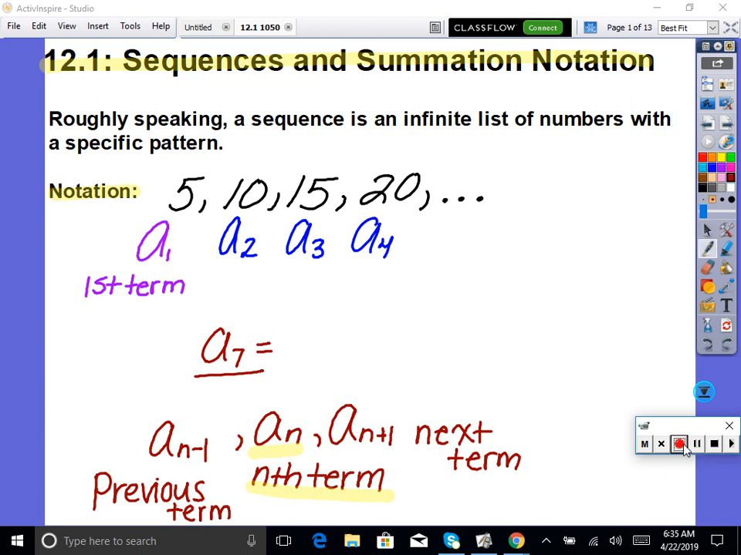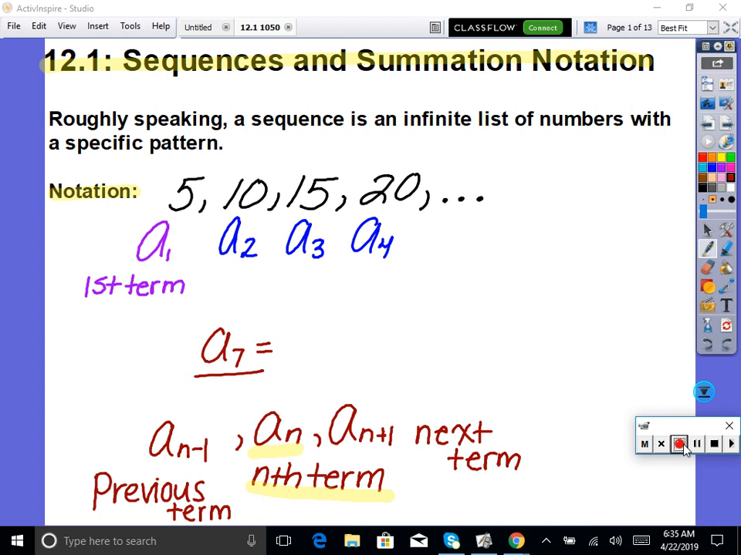Okay, so 12.1 is just the basics of sequences and summation notation. Roughly speaking, a sequence is an infinite list of numbers with a specific pattern. For example, right here, 5, 10, 15, 20, comma, dot, dot, dot. The comma, dot, dot, dot means it goes on forever, continuing the same pattern. We've seen this before in Sec 3.